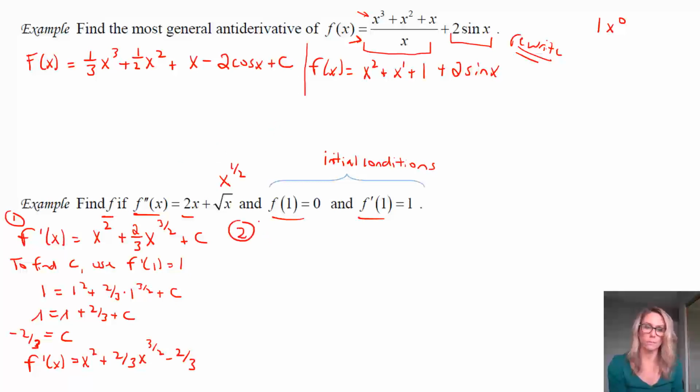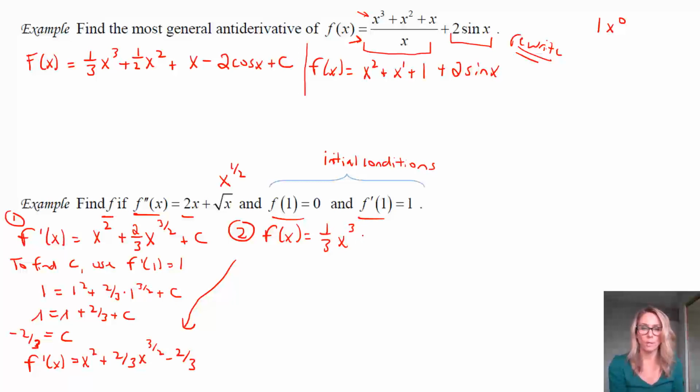So now let's find the original function. So now we're taking the antiderivative of the first derivative. So down at the bottom here, we're taking the antiderivative of this. So we have x squared. We've seen that today, 1/3 x cubed.